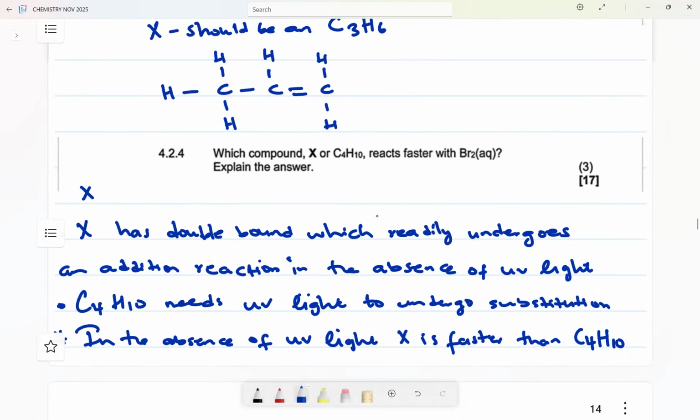Yes, for this one it is a spontaneous reaction. X undergoes spontaneous reaction. It does not need to be induced. So yes, that's that, guys. Beautiful stuff. All right, so now let's go to question 5. Rate of reaction.